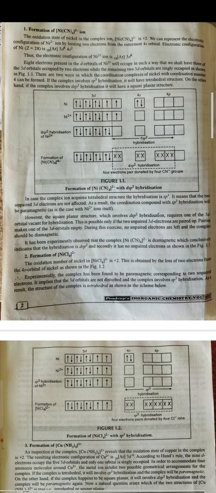In case the complex ion acquires a tetrahedral structure, the hybridization is sp3. It means that the two unpaired electrons are not affected. As a result, the coordination compound with sp3 hybridization will be paramagnetic. However, a square planar structure, which involves dsp2 hybridization, requires one of the 3d orbitals to be vacant for the hybridization. This is possible only if the two unpaired 3d electrons are paired. Pairing makes one of the 3d orbitals empty. During this exercise, no unpaired electrons are left and the complex should be diamagnetic.